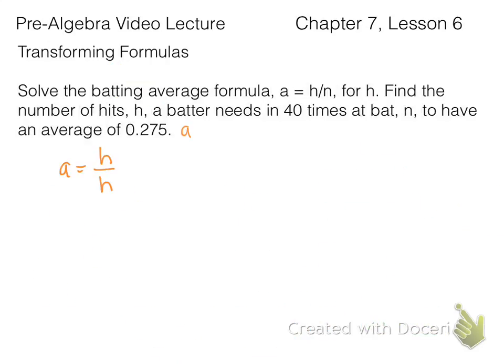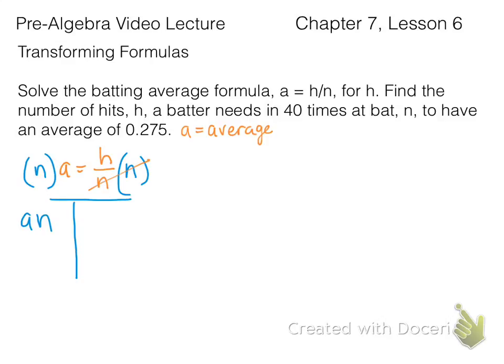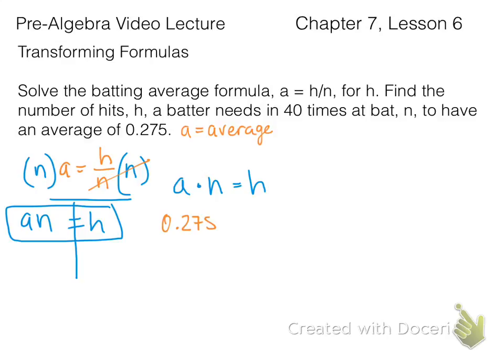Okay, all right. So solve the batting average formula, A equals H over N, for H. Find the number of hits H a batter needs in 40 times at bat, N, to have an average of 0.275. Well, A is the average. So let's solve for H. We're going to multiply by N on both sides to cancel out the divide by N, and we're going to end up with average times number of times at bat equals the number of hits. So let's replace it in the formula, the average times the number of times at bat equals hits. Well, that's 11 hits.